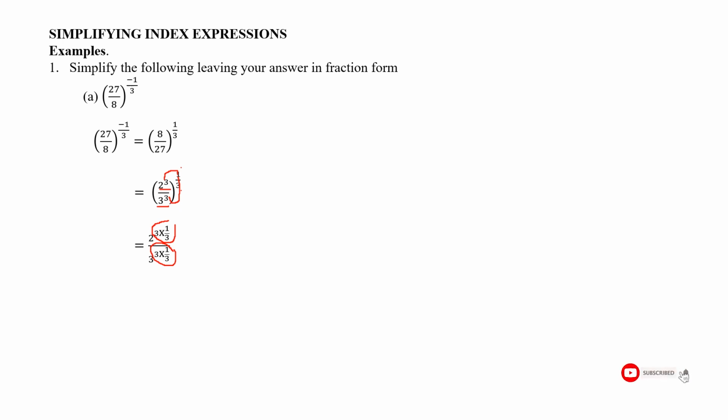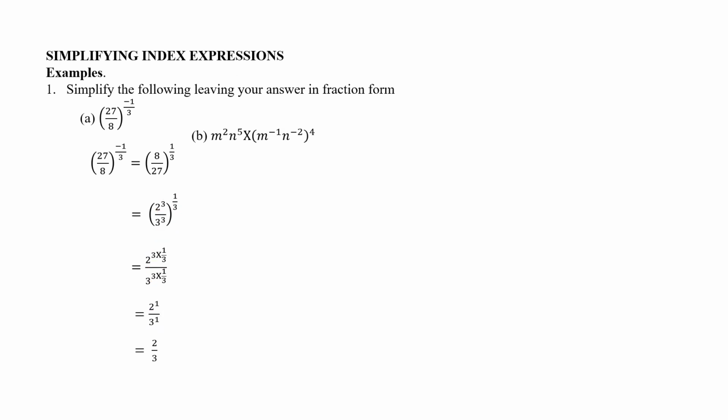Then we are going to simplify the powers there to have 2 power 1 and 3 power 1 like that. Then we said any number power 1 is that very number. Therefore, we rewrite the answer as 2 all over 3.